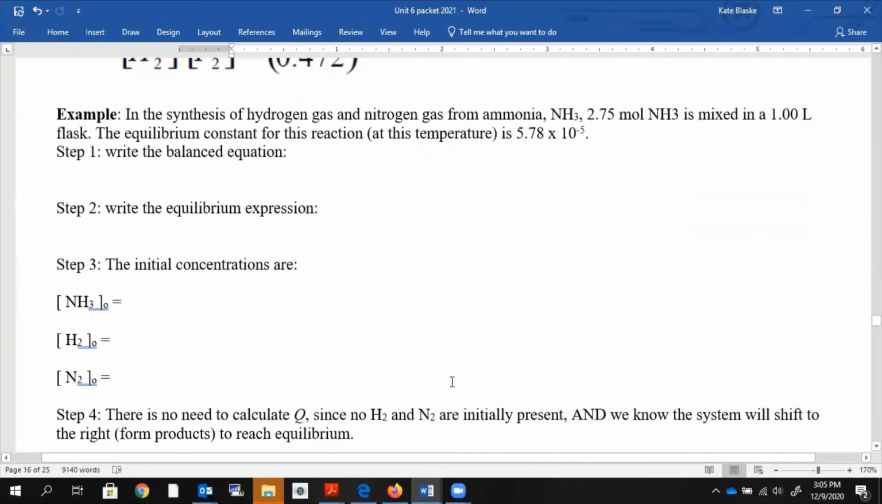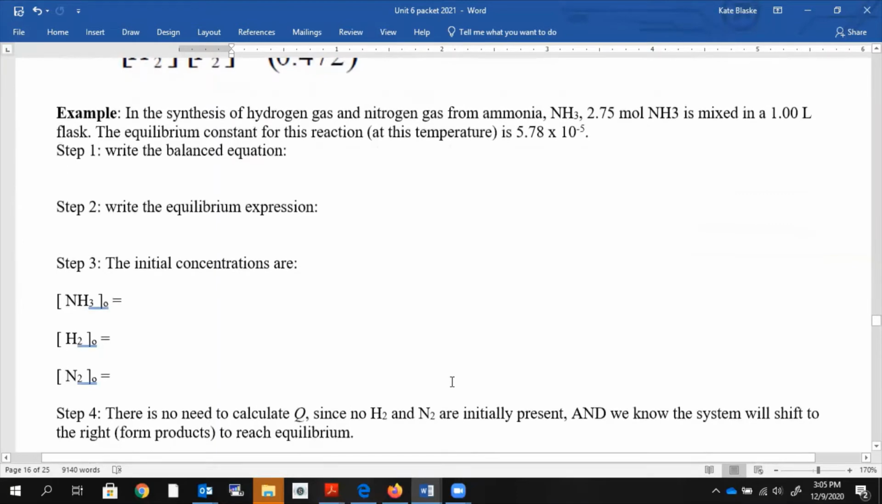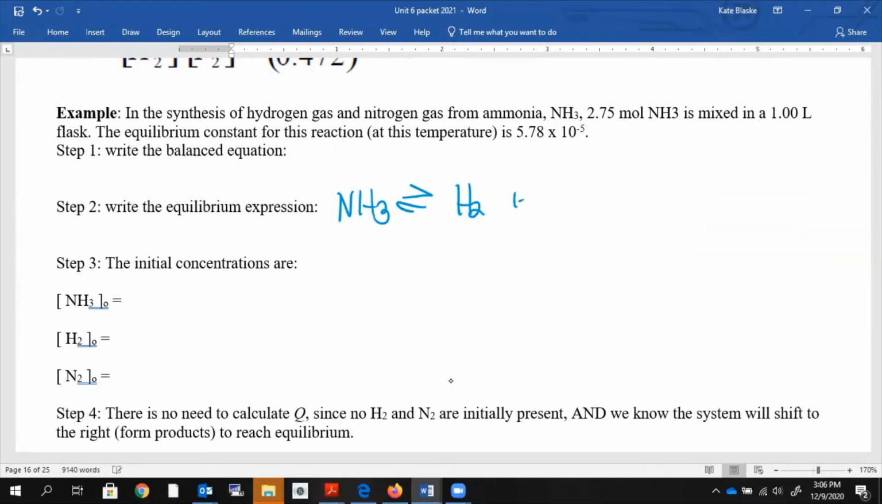So here's another example. This one's going to be a little bit different, so we'll see how this works. Synthesis of hydrogen gas and nitrogen gas from ammonia. So to write out the equilibrium expression, we are starting with ammonia. Double-sided arrow because I'm in equilibrium to make hydrogen gas and nitrogen gas. To balance this, I need a 2 there and a 3 there.